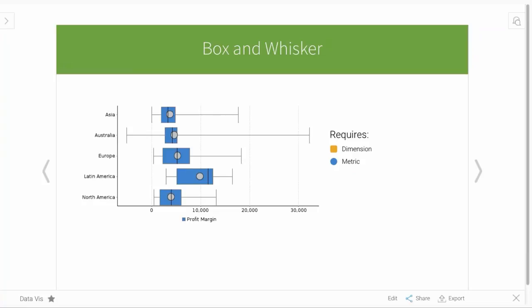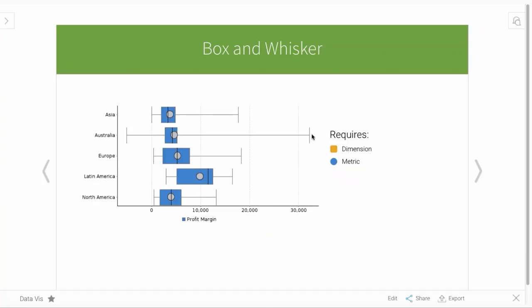So the name refers to the two parts of the plot. You have the box, which contains the median of the data, which is the middle value, as well as your first and third quartiles, which essentially means 25% greater and 25% less than the median. And then you have the whiskers here, which typically represent the minimum and maximum data points in the data. So you can see how the data is actually distributed.